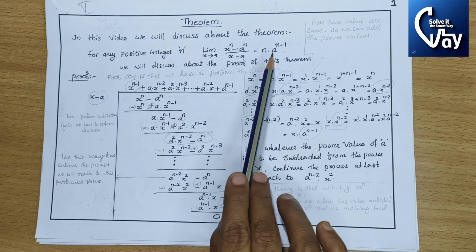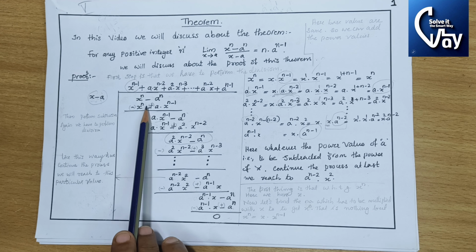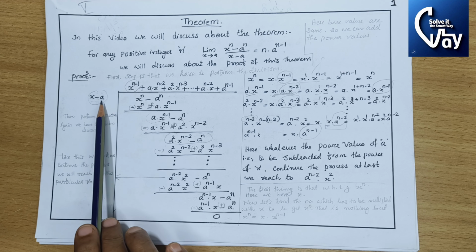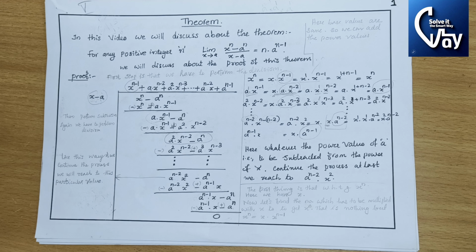Now we will discuss the proof of this theorem. Consider x raised to n minus a raised to n by x minus a. Let us divide x raised to n minus a raised to n by x minus a.